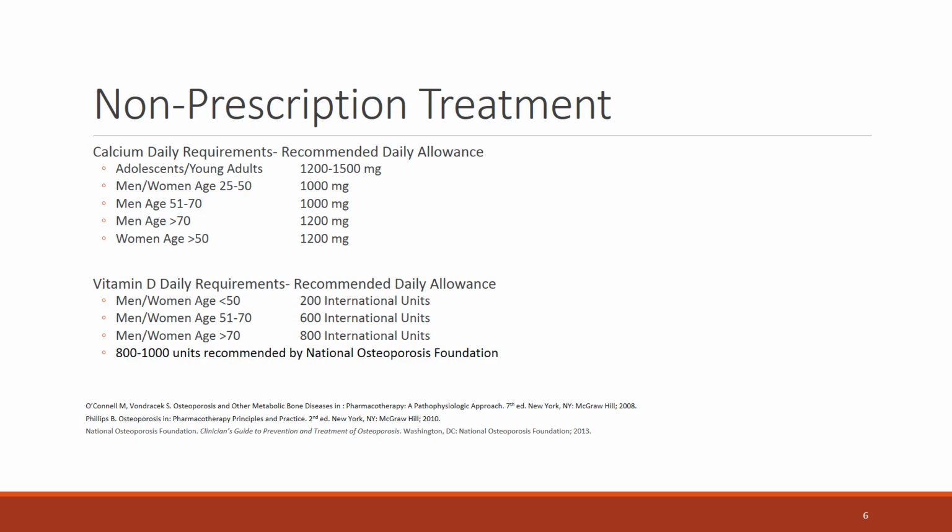Vitamin D, same. In this category, men and women are treated the same. Men and women age 51 to 70 need 600 international units, and men and women over the age of 70 need 800 international units. You will see certainly patients that are taking more. The National Osteoporosis Foundation does recommend a higher dose of 800 to 1,000 units daily. That has been generating some controversy just recently, and I'll share that with you in some of the research that's been done on whether vitamin D is helpful in preventing fractures.